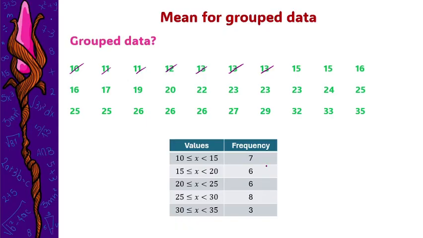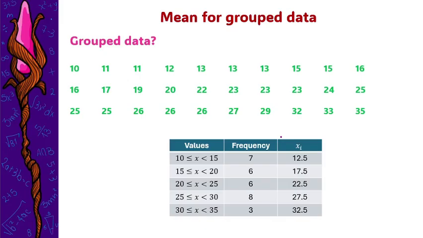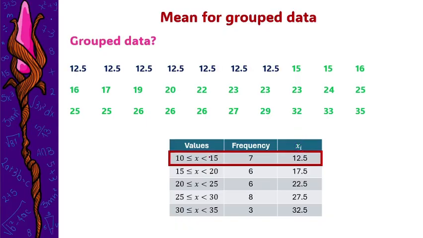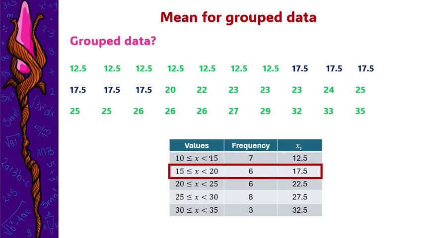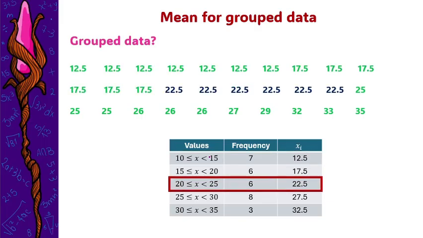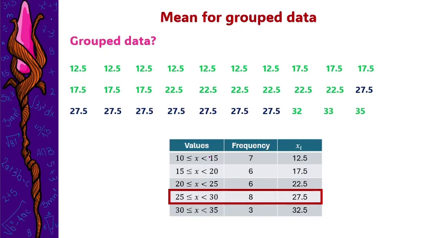So first, for each interval, we need to calculate a value that is going to be representative of the interval. If the interval goes from 10 to 15, we could choose a number that is right in the middle. And what number is right in the middle of 10 and 15? 12.5. And we do the same for the different intervals. We are going to have this new column. Notice that this is the same as taking the 7 numbers between 10 and 15 and replacing them by 12.5. The next 6 values, we are going to replace by 17.5. The same thing with the next ones, 22.5, 27.5, and 32.5.